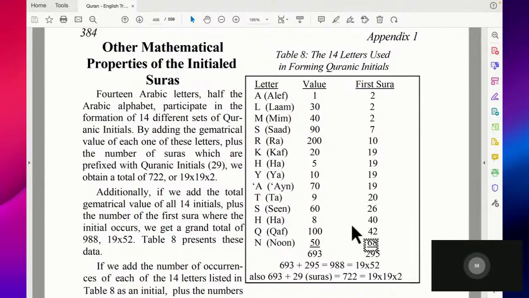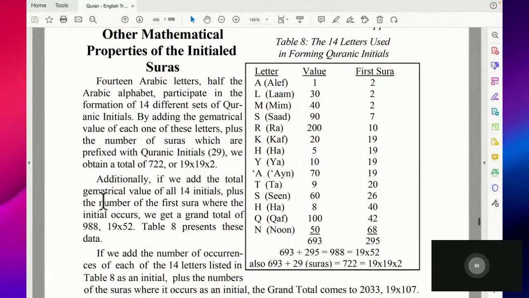Now, there is another part here. Additionally, if we add the total geometrical value of all 14 initials plus the number of the first surah where the initial occurs, we get a grand total of 988, or 19 times 52. Table 8 presents this data. What does it mean? It means that if you look at this section, you will see the first place in the Quran that this letter has occurred.